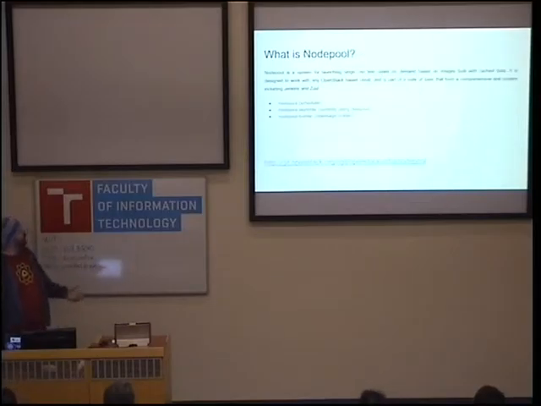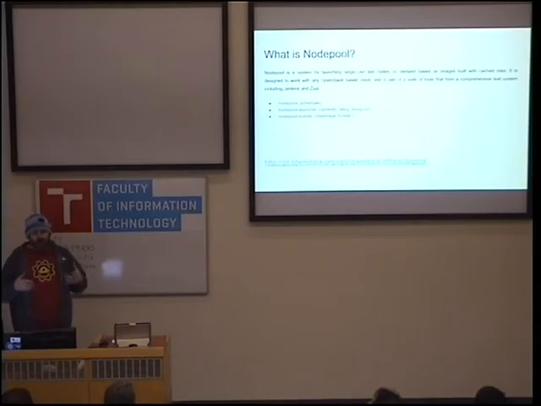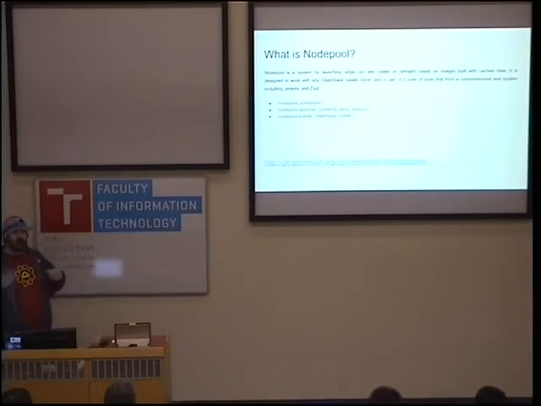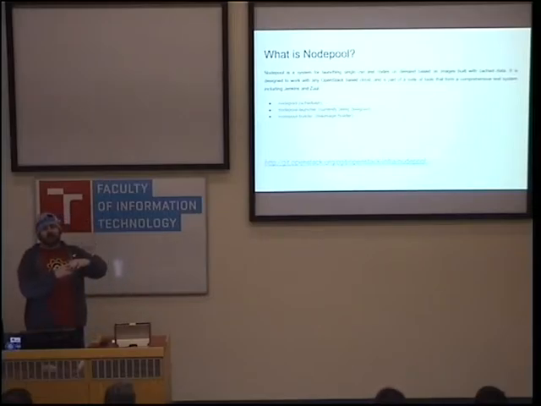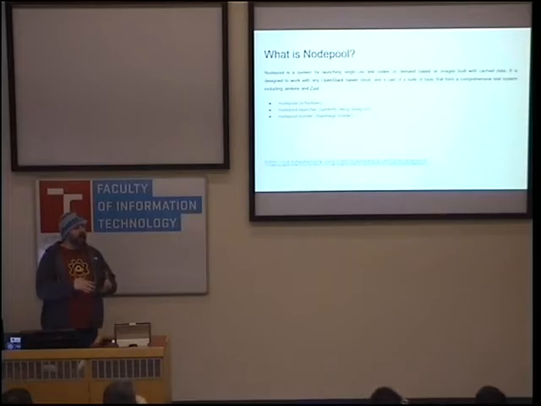So what is Node Pool? Node Pool is a system for launching single-use test nodes on demand, or image builds with cached data. Basically, Node Pool started as a way for us to attach a dynamic slave into Jenkins using the Jenkins API, and once Jenkins accepted that slave, we would connect into it remotely via SSH to run our tests. When it was done and results came back, Node Pool would tear it down.